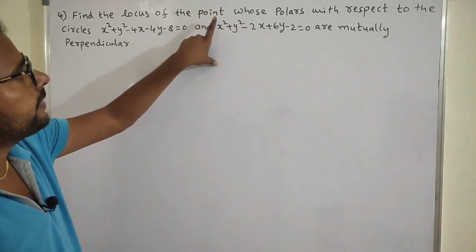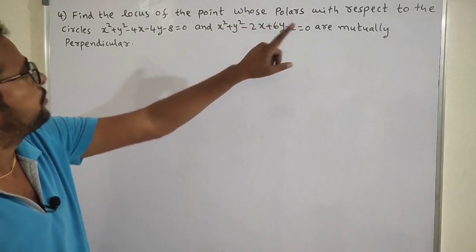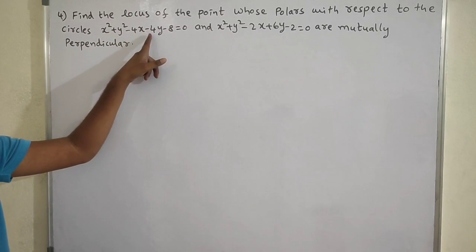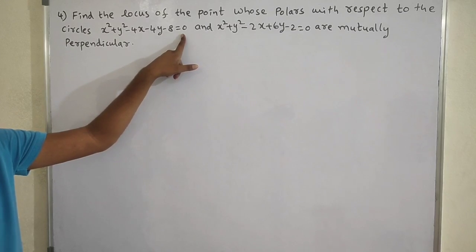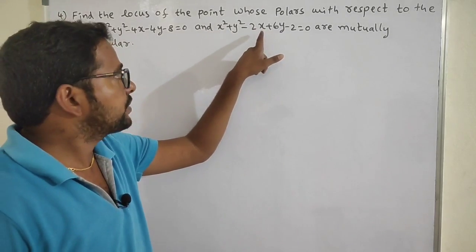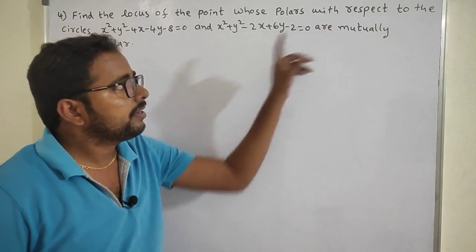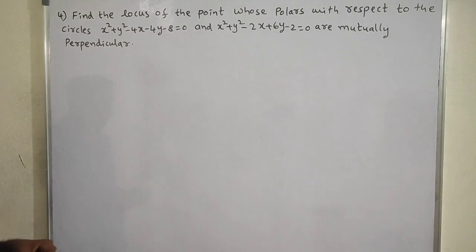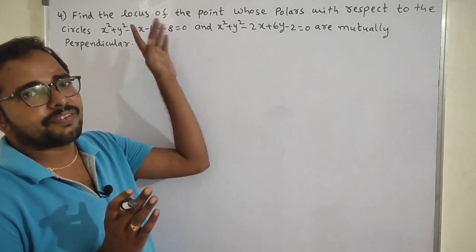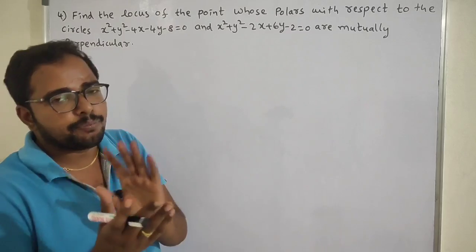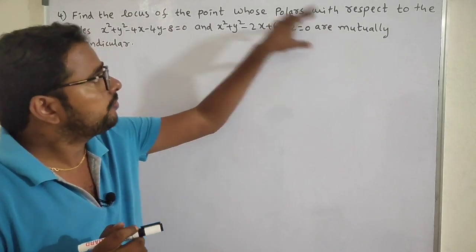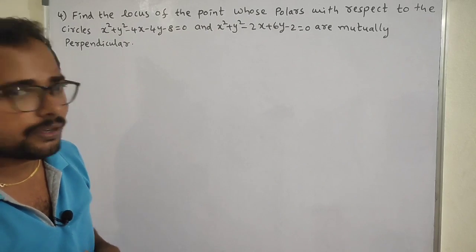Find the locus of the point whose polars with respect to the circles x square plus y square minus 4x minus 4y minus 8 equals 0 and x square plus y square minus 2x plus 6y minus 2 equals 0 are mutually perpendicular. అంటే ఒక పాయింట్ ఉంది, ఆ పాయింట్ నుండి ఆ పాయింట్ పోలార్ ఫైండ్ చేయాలి. ఫస్ట్ ఈక్వేషన్కి, ఫస్ట్ సర్కిల్కి అండ్ సెకండ్ సర్కిల్కి పోలార్ ఫైండ్ చేయాలి. ఆ టూ పోలర్స్ అనేవి మ్యూచువల్ పర్పెండిక్యులర్ ఉన్నాయంట. సో వీ హ్యాడ్ ఫైండ్ ద లోకస్.